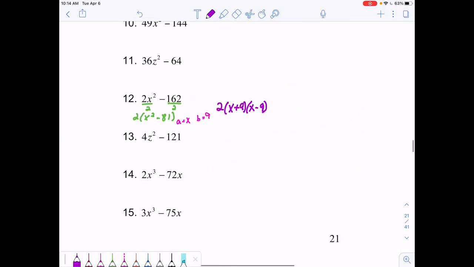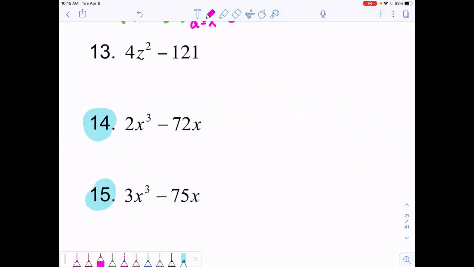All right, so we're going to leave you to do these on your own. Other ones that have the GCF, just so you know, are 14 and 15. Let's make a little note by those. Make sure you get your GCF first, okay?